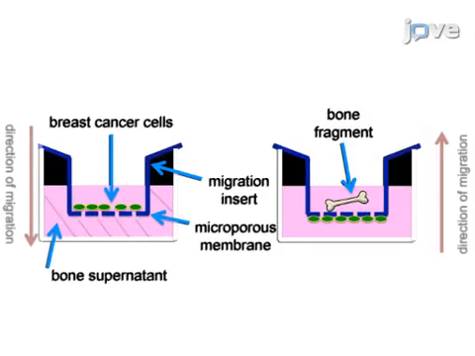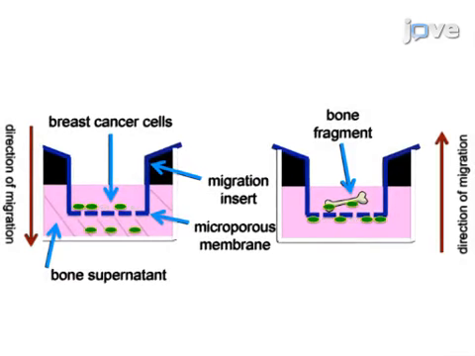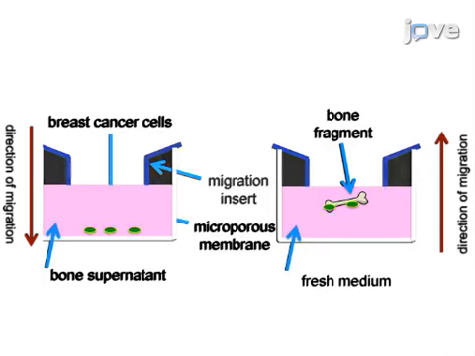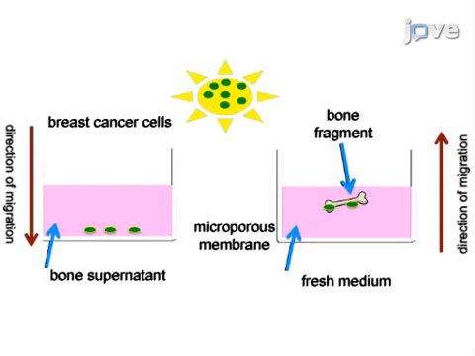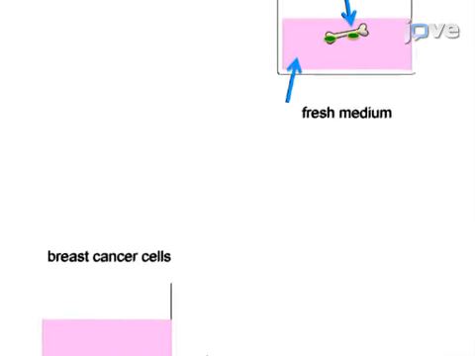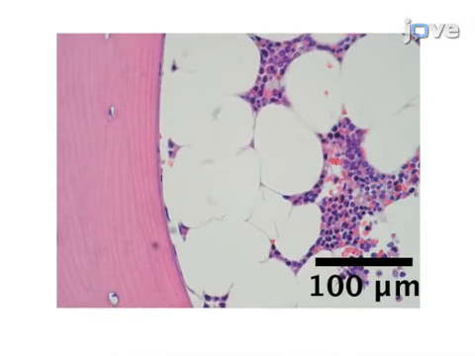Breast cancer cell migration towards tissue culture supernatants and bone tissue fragments is measured in transwell migration chambers with bioluminescence imaging. Bone is the most frequent site of breast cancer metastasis, and ultimately, this model provides a new window for studying breast cancer cells within the bone metastatic niche.